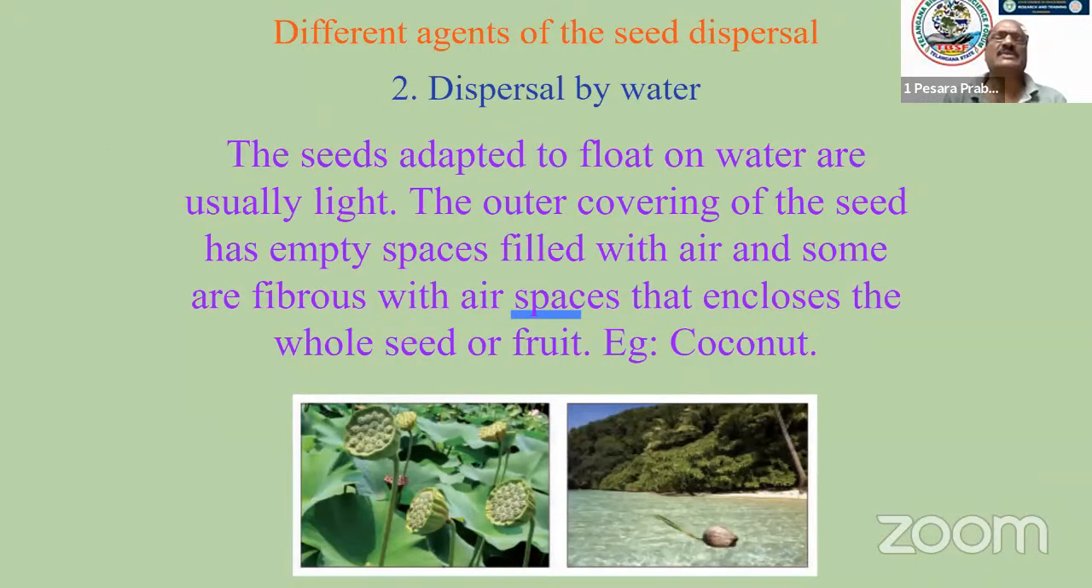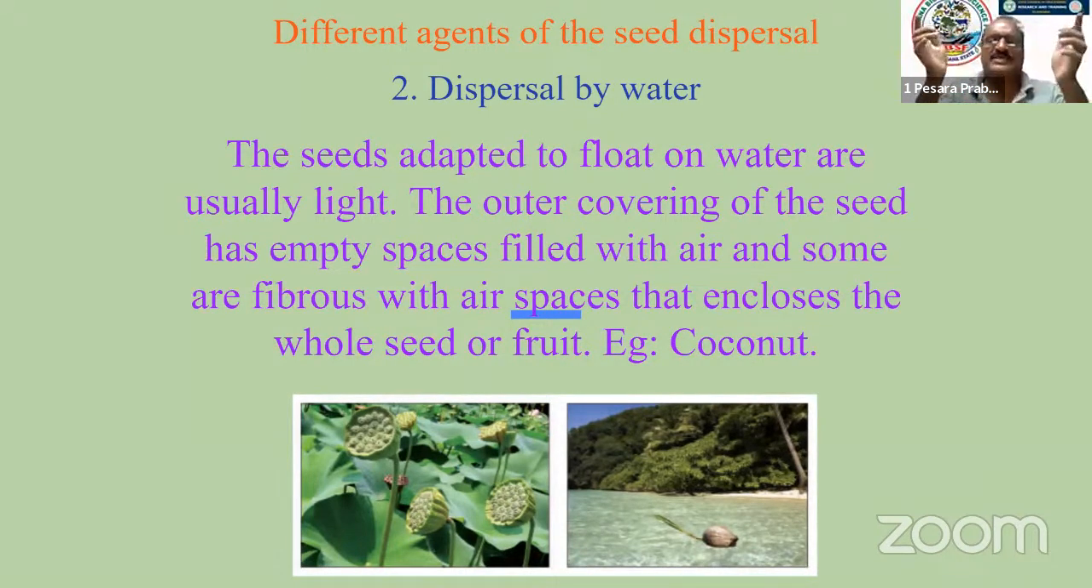And see the second one, dispersal by water. Most of the seeds of plants growing in coastal areas, for example coconuts, are adapted to float on water and are usually light. It means lightweight. The outer covering of the seed has empty spaces filled with air, and some are fibrous with air spaces that enclose the whole seed or fruit.